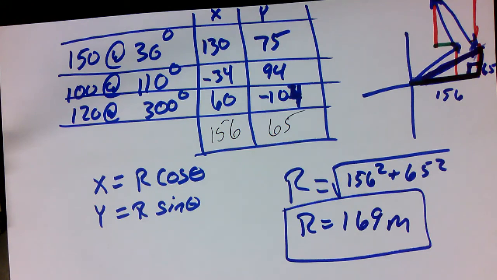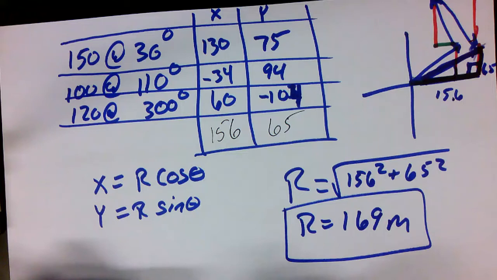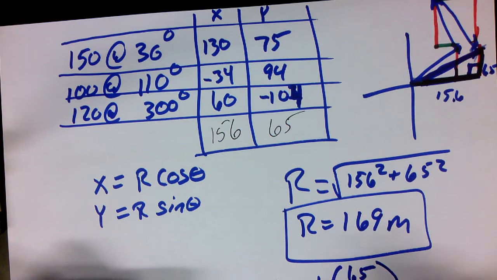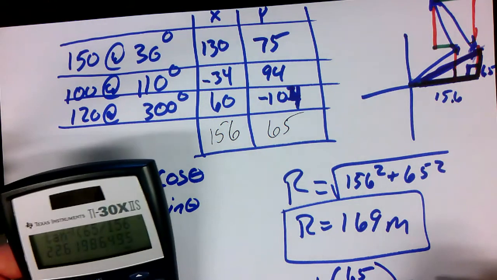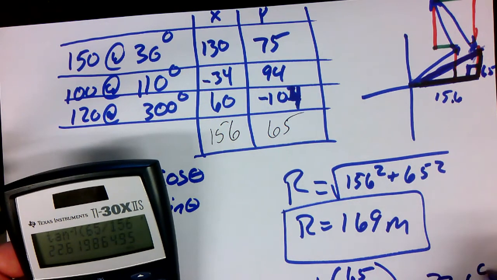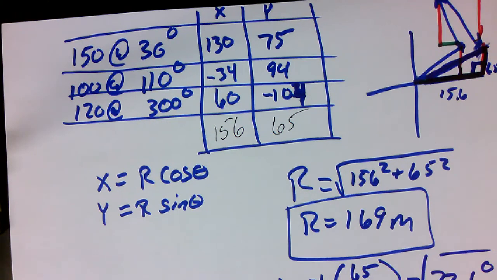And then for our angle, we are solving for this angle right here. And so it's opposite over adjacent. It's going to be the tangent. So it's the tangent inverse of Y over X. So it would be 65 over 156. And that would be 22.6 degrees.